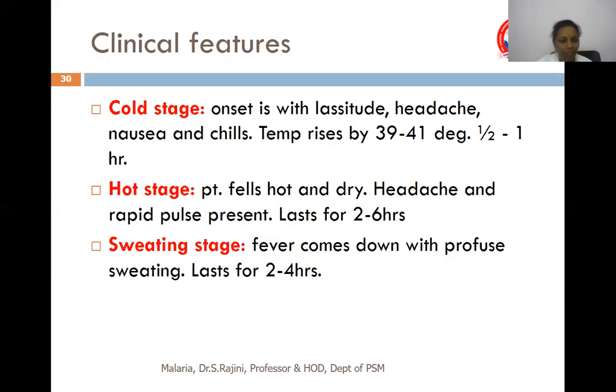So clinical features. The first stage is called the cold stage, where the onset is with lassitude, headache, nausea and chills, and temperature rises to 39 to 41 degrees in 1.5 hours. So it's the cold stage, and then the hot stage. Hot and dry, headache and rapid pulse present, and lasts for 6 hours. Later on, they'll have the sweating stage. Fever comes down with profuse sweating and lasts for 2 to 4 hours. So these are the classical clinical features of malaria, called the cold stage, hot stage, and sweating stage.